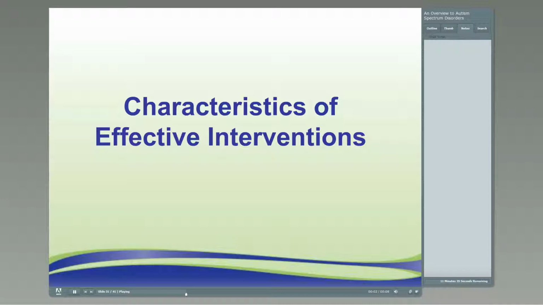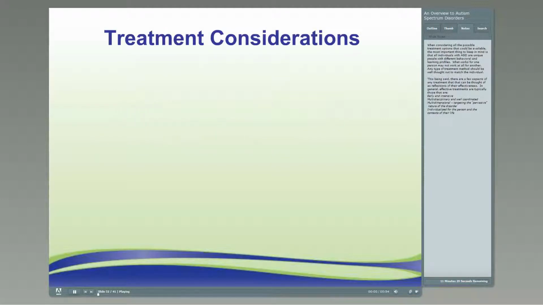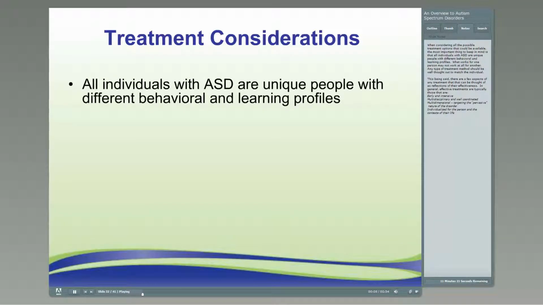Now let's spend a few minutes considering all the characteristics of effective interventions. When considering all the possible treatment options that could be available, the most important thing to keep in mind is that all individuals with autism spectrum disorder are unique people with different behavioral and learning profiles. What works for one person may not work at all for another. Any type of treatment method should be well thought out to match the needs of the individual.